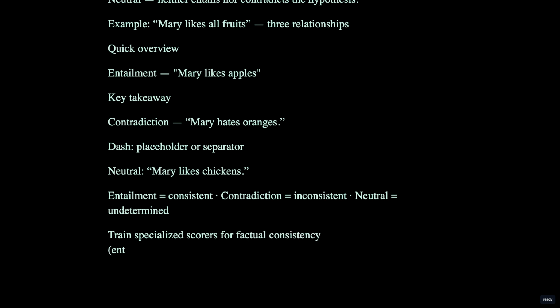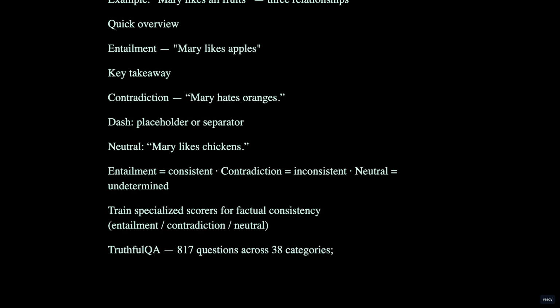Instead of a one-size-fits-all AI judge, we can train scorers that take a premise and hypothesis and classify their relation as entailment, contradiction, or neutral. This frames factual consistency as a supervised classification problem. For example, DeBERTa-v3-base-mnli-fever-anli is a 184M parameter model trained on about 764,000 annotated pairs to predict entailment.